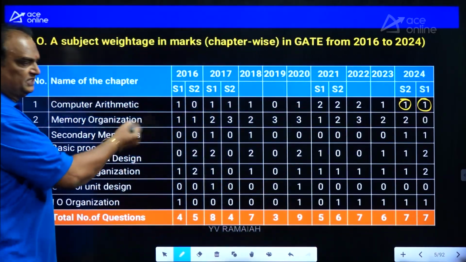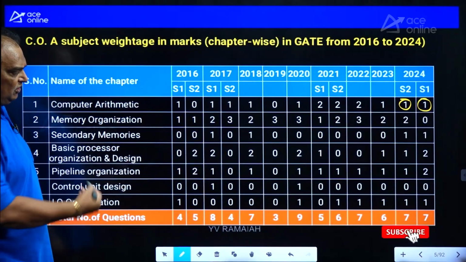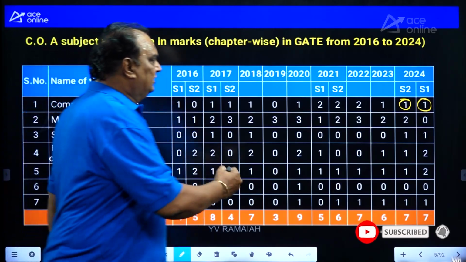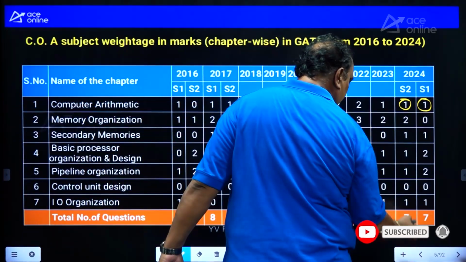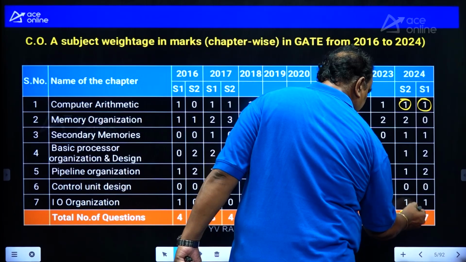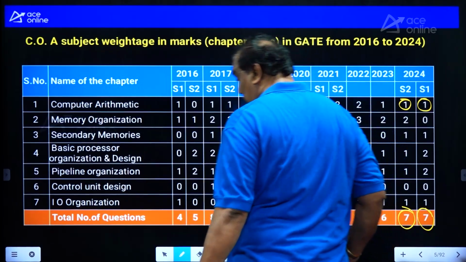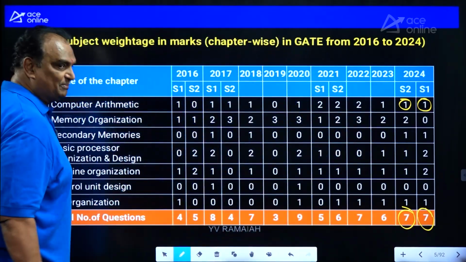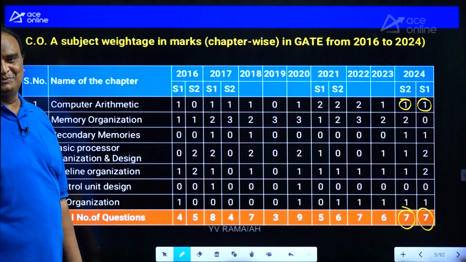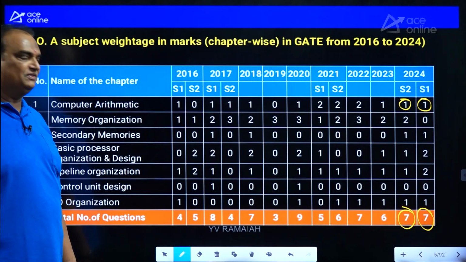Next, memory organization. It is the weightage sheet. Watch all these things clearly. So, if you watch 2024, 7 questions were there from our subject in both set 1 and set 2. It is the importance and energy of the subject.